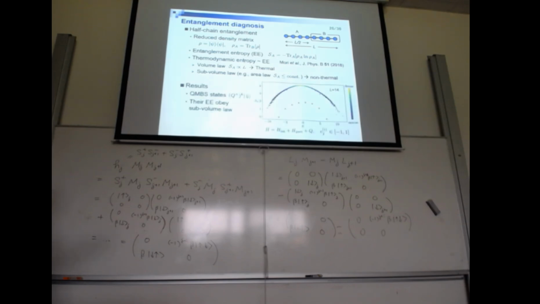And here's the result for my model. If you add random perturbations, most of the states just follow the volume law scaling. But these special quantum many-body scar states are far below this curve, and they have small entanglement entropy, obeying a sub-volume law. These are the corresponding states, and you can actually prove that their entanglement entropy is bounded by the logarithm of the system size L. This is a rigorous bound.